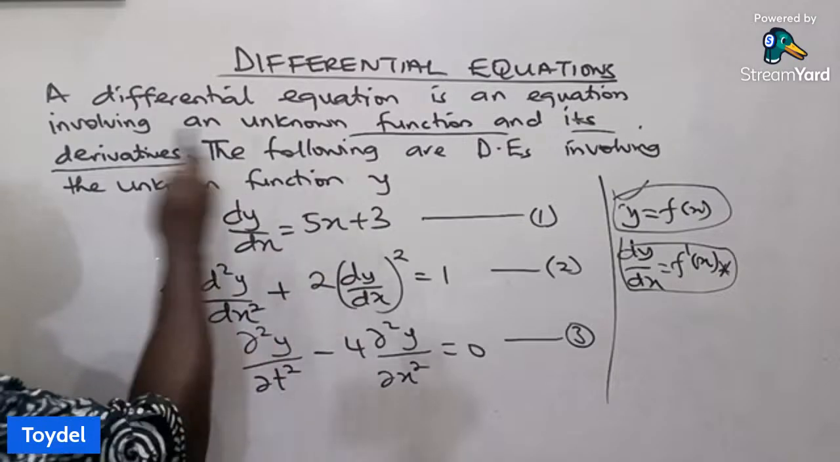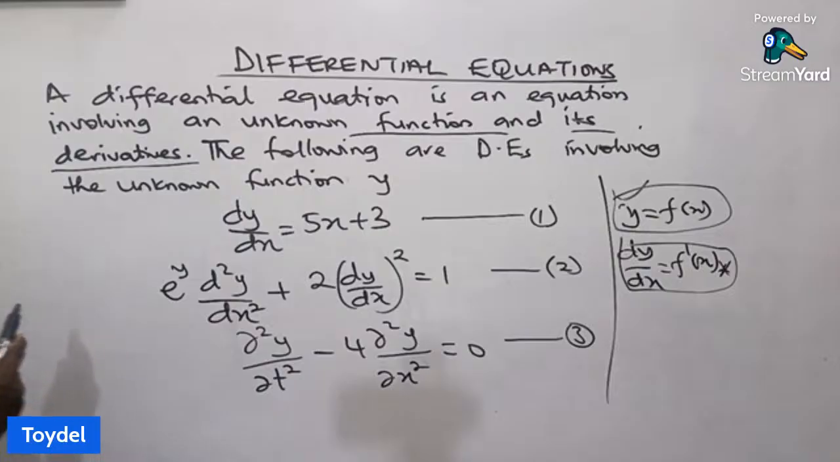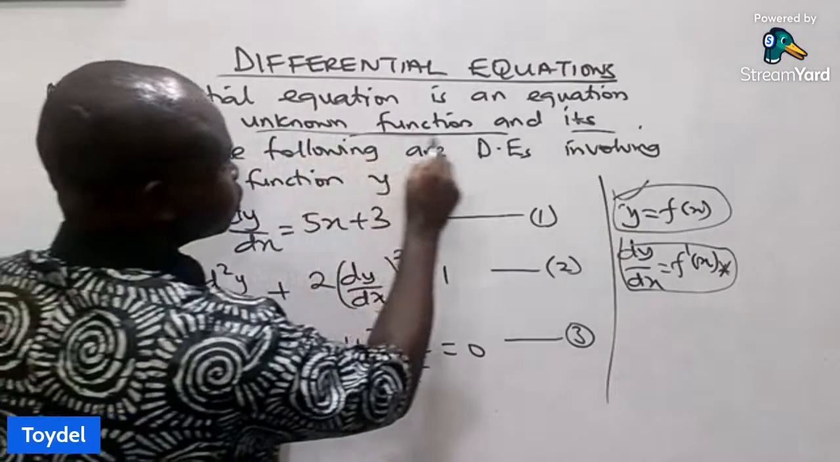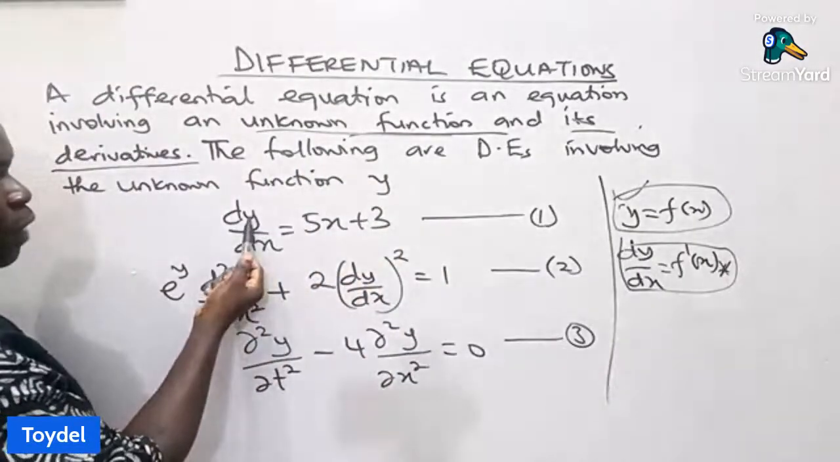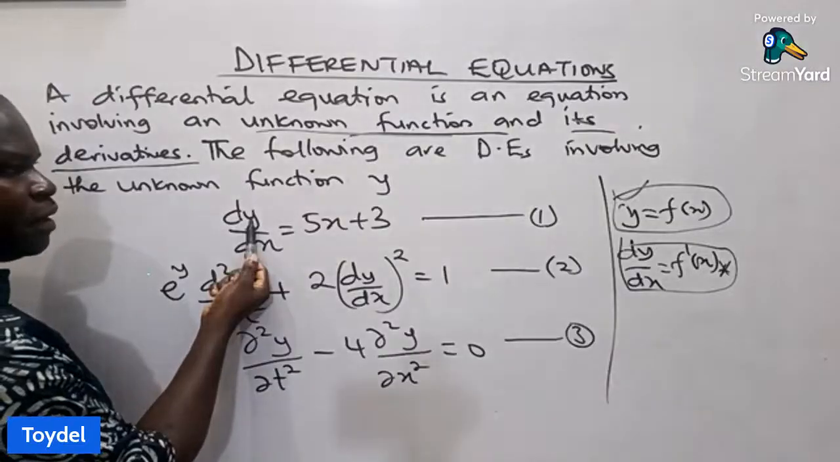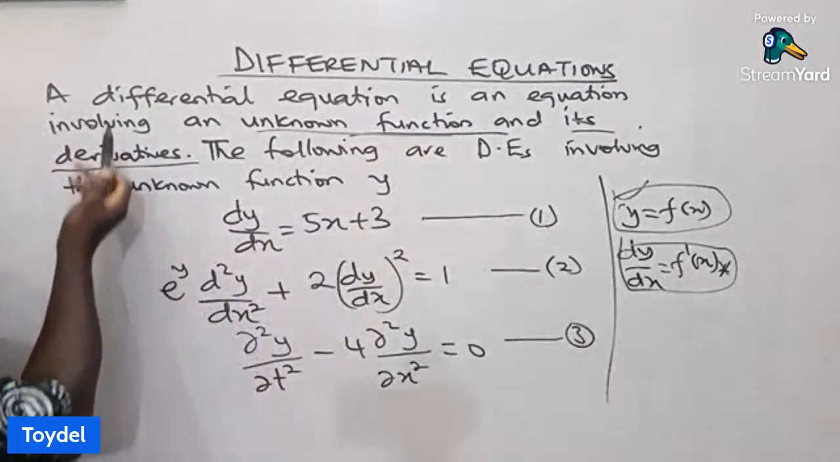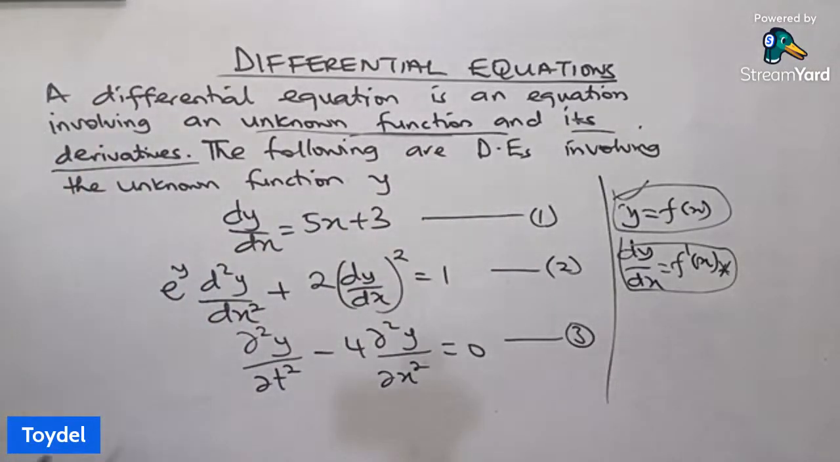So when you have an equation that involves an unknown function, in this case we call the function y, which is the dependent variable, and its derivative, it is called a differential equation. Such an equation is called a differential equation.